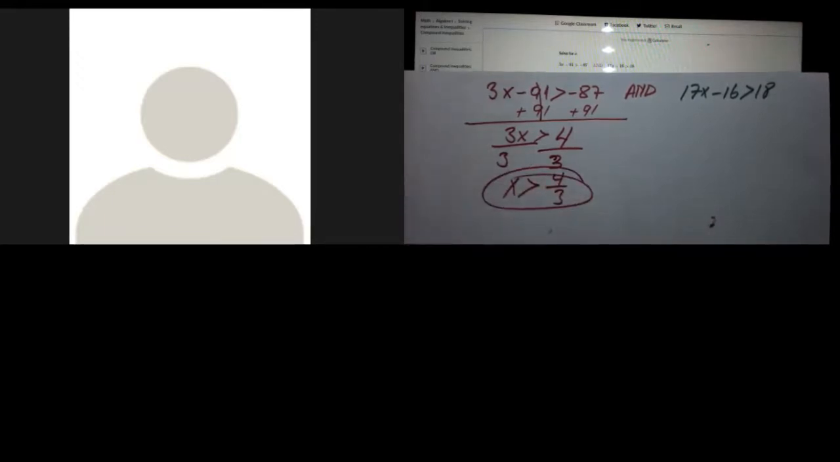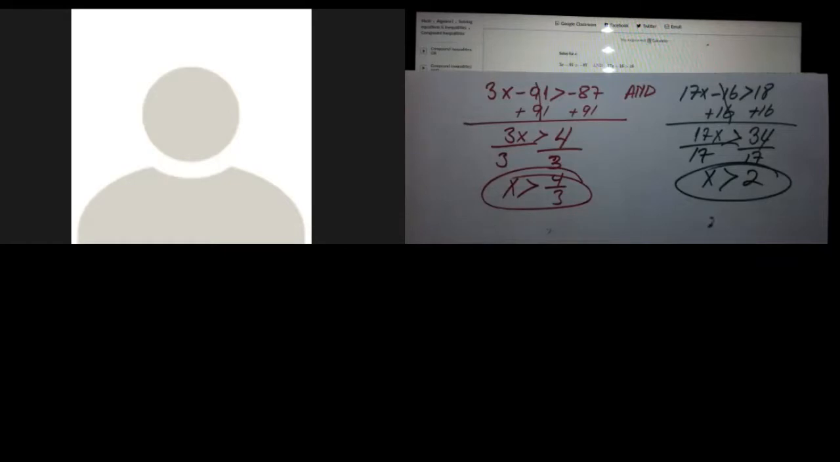Because it's Khan Academy, I'm going to leave it like this, okay? And the next one is, what am I going to do first? Add the 16 to the 18 and the negative 16, so I can cancel it. So 17x greater than 18 plus 16 is 34. Divide by the coefficient, x is greater than 2.